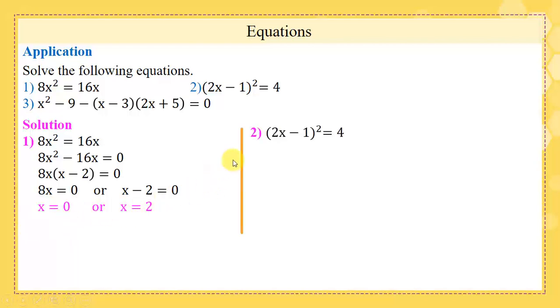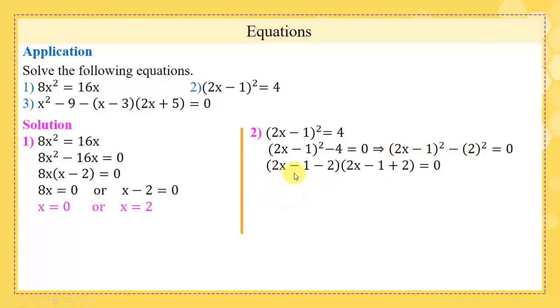In the second case, we have (2x − 1)² = 4. We move 4 to the left side and make the right side 0. So we have (2x − 1)² − 4 = 0. In order to factorize, we make 4 a perfect square to get (2x − 1)² − 2² = 0. Now we apply the third remarkable identity to factorize.